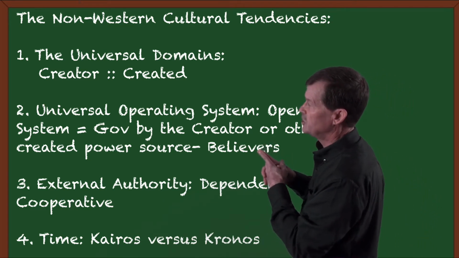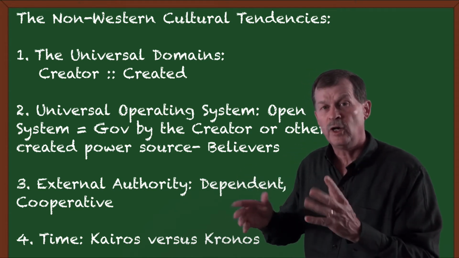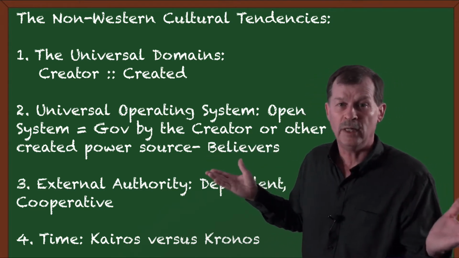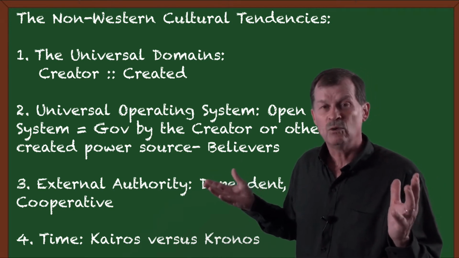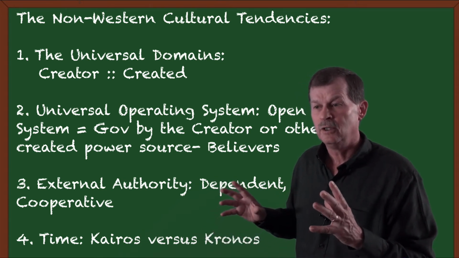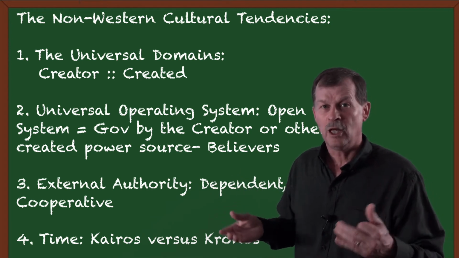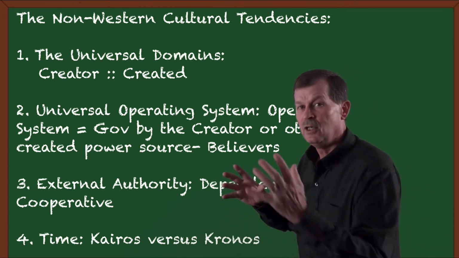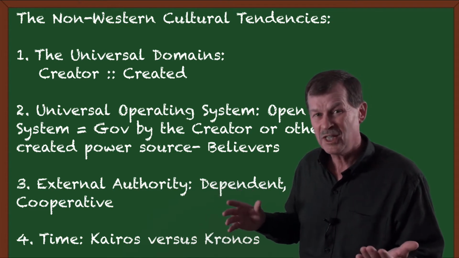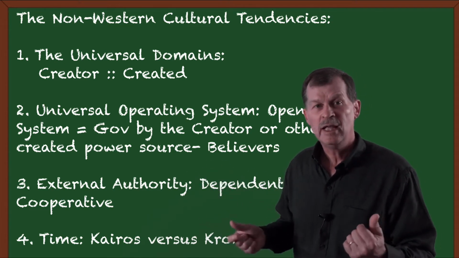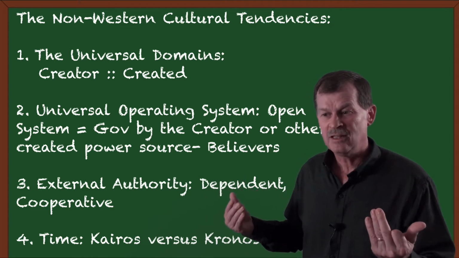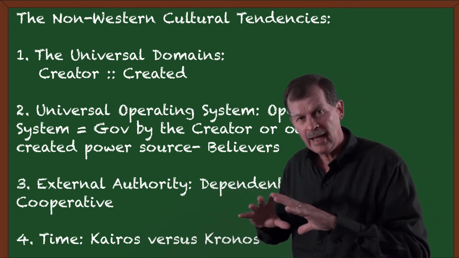Okay, number two, the universal operating system. Because it's creator and created and there's no division between them, the system is open, open to influences that are outside of the created powers. That means the creator is within the system, and the creator, being omnipotent, can influence his creation and change how he upholds it. He can uphold it differently. The functioning of it, he upholds the functioning, Colossians says. But he doesn't have to uphold it in the same common way every time. It can be changed.